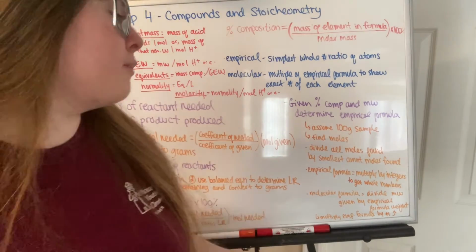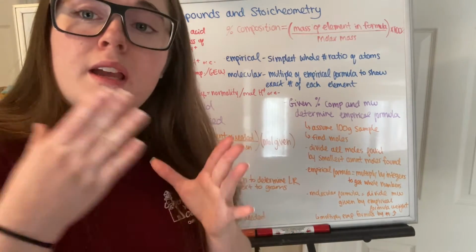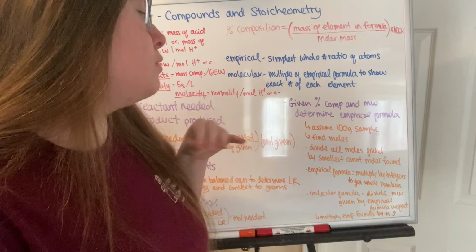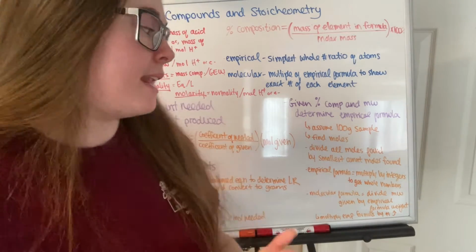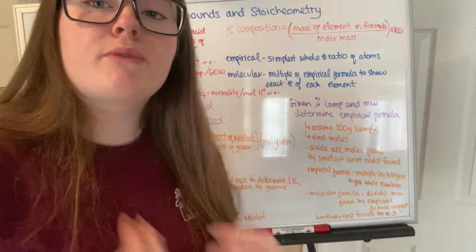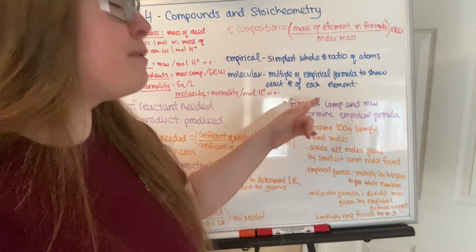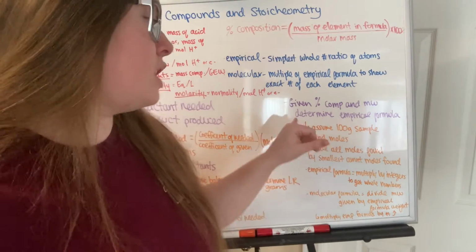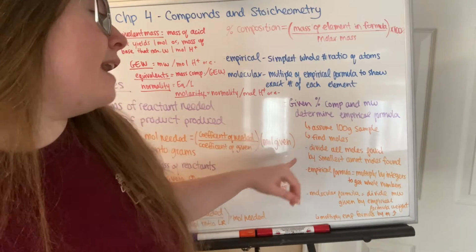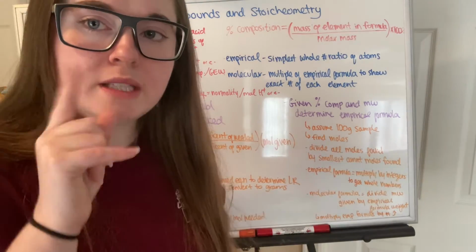So if we use the carbon example, we will have 40 grams of carbon, and you change that 40 grams into moles. So you'd find the number of moles of carbon that is. And then you'd have to do this for each element in that compound. So however many percentages they give you of each element in the compound, you do that for each element. And then you would divide all the moles that you found by the smallest amount of moles that you found.